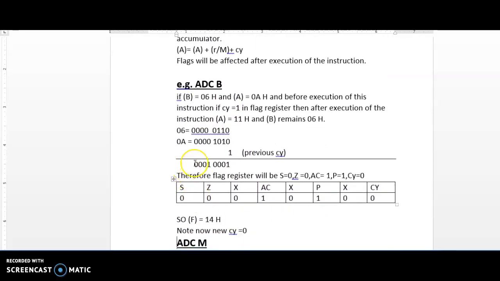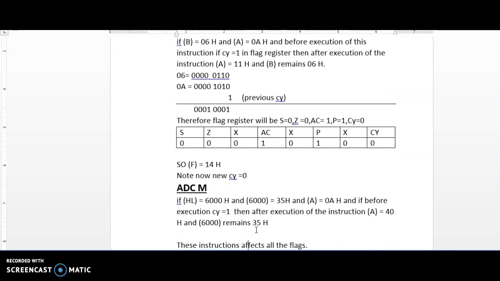And with the answer, as we had seen previously, we have to find out what will be the flags affected. Sign flag will be 0, zero flag will be 0, auxiliary carry was generated, therefore auxiliary carry will be 1. Even parity, so parity flag will be 1, and there is no extra bit in the answer, so carry flag will be 0. So 14 will be the contents of the flag register, and the new carry which is generated will be nothing but 0. There is no carry generated, so carry flag will be 0.